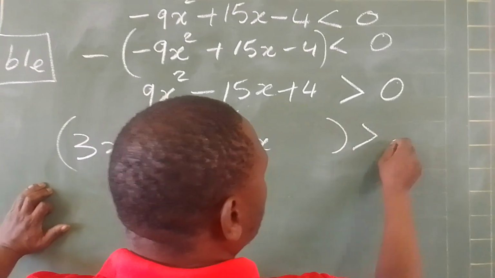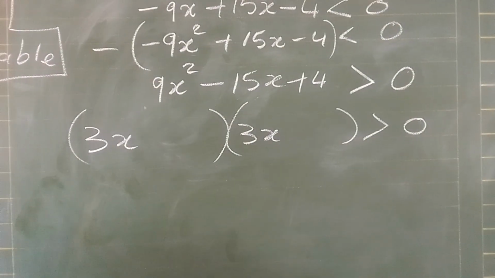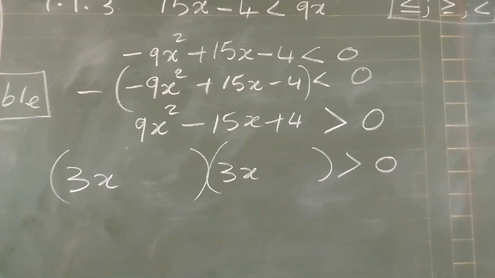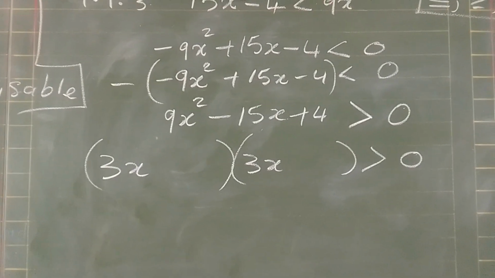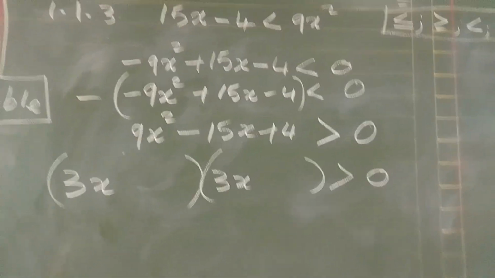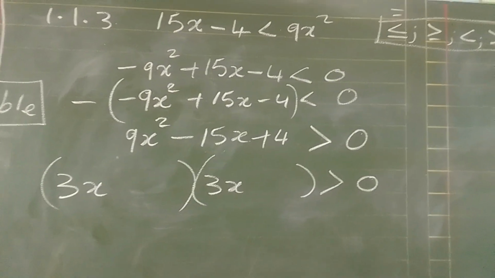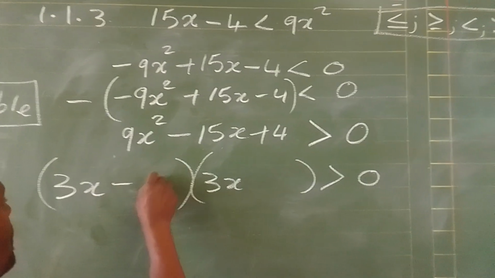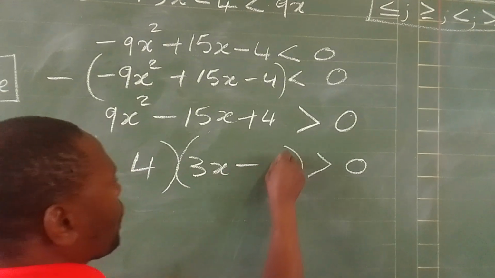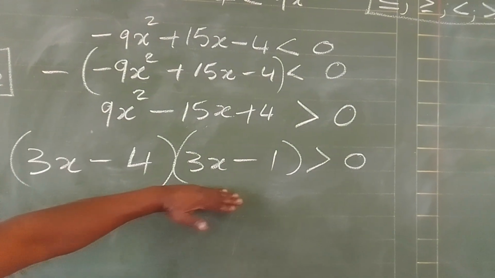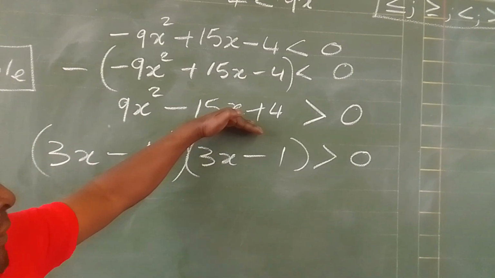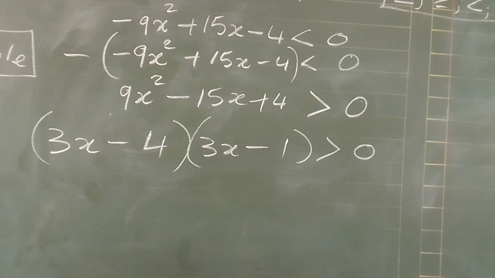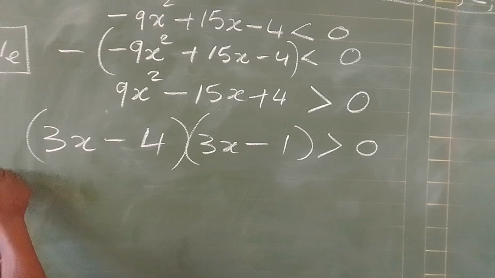3x is greater than 0. Now the factors, we need to look at the factors that are going to materialize. It's minus 1 and minus 4. Check this out with me. If you multiply throughout, you must get the original. Now from here, you start NB.